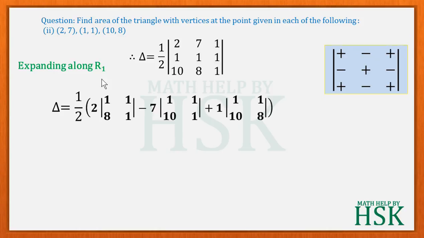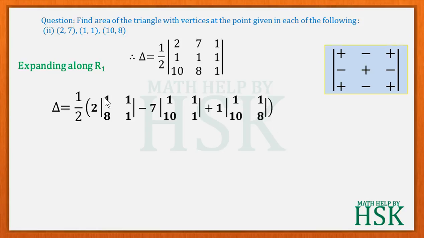So the value of the determinant will be equal to 1 by 2 times 2 into the determinant obtained by removing this row and this column, that is 1, 1, 8, 1, minus 7 times the determinant obtained by removing this row and this column, that is 1, 10, 1, 1. Okay, and similarly 1 into the determinant obtained by removing this row and this column, that is 1, 1, 10, 8.